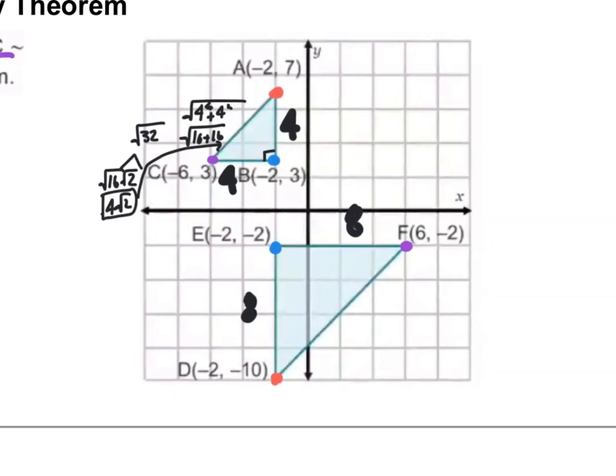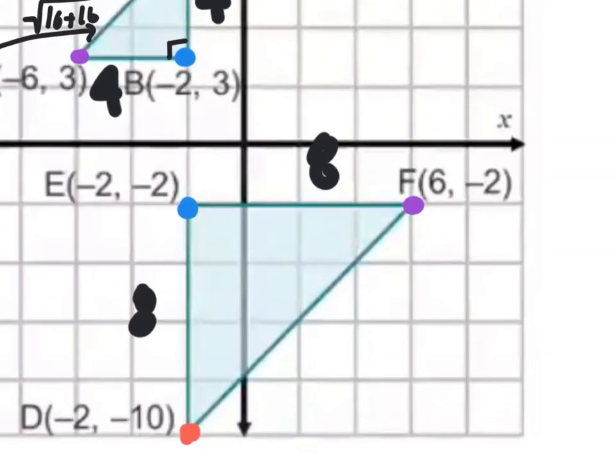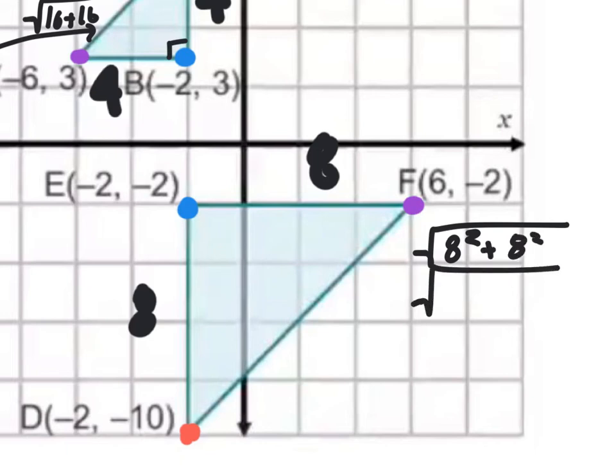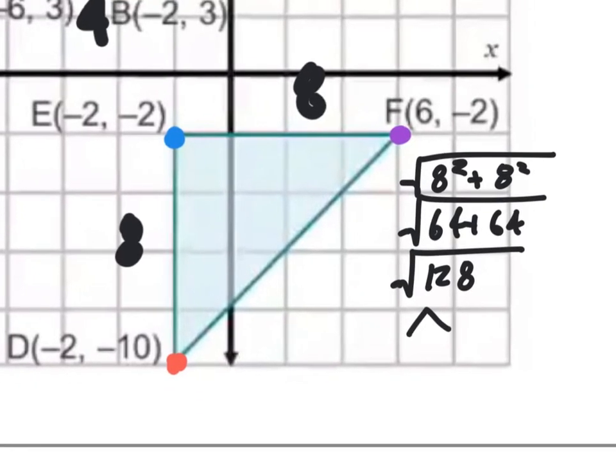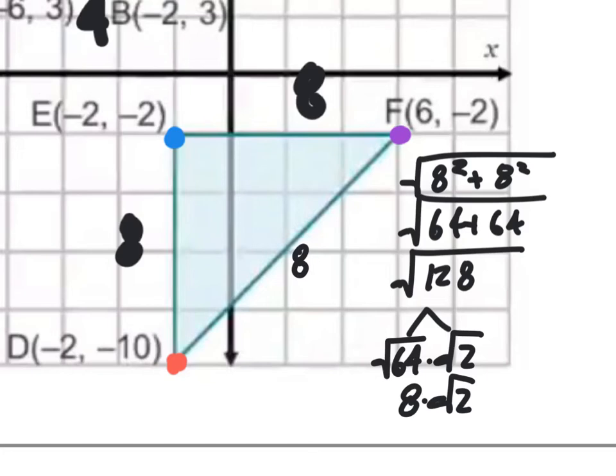And then if I do the same thing over here, this is going to be the square root of 8 squared plus 8 squared, which is the square root of 64 plus 64. Okay, the square root of 128, and if I simplify that, I can separate that, and it gives me the square root of 64 times the square root of 2, so I get 8 times the square root of 2. Okay, so this length here is 8 times the square root of 2.